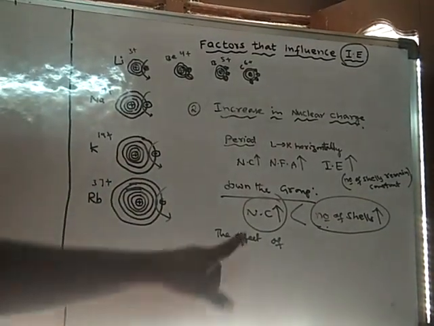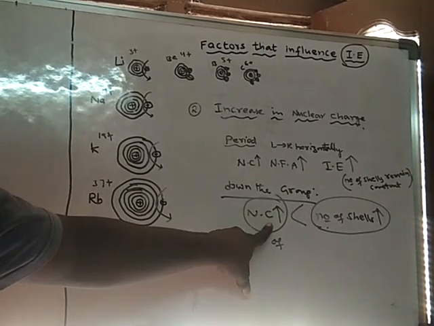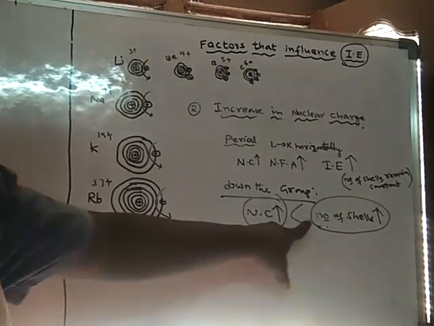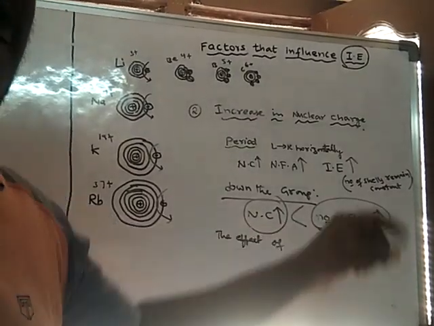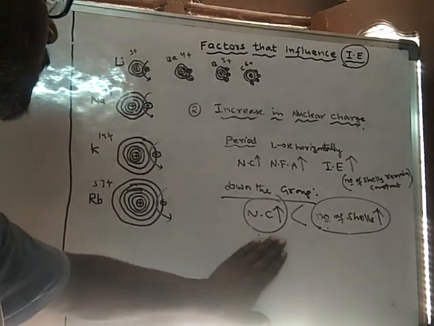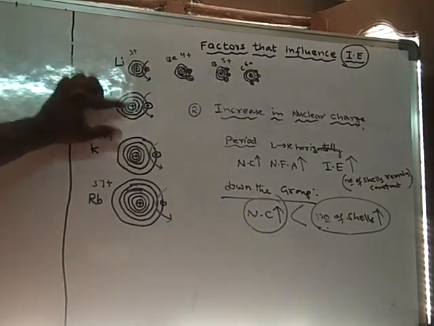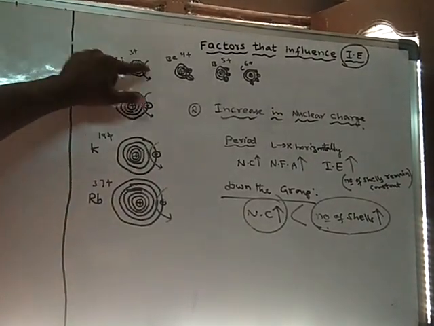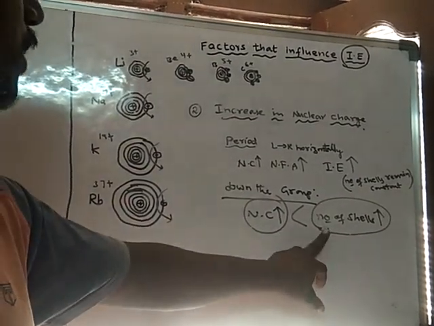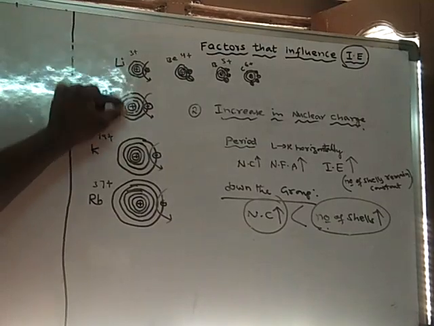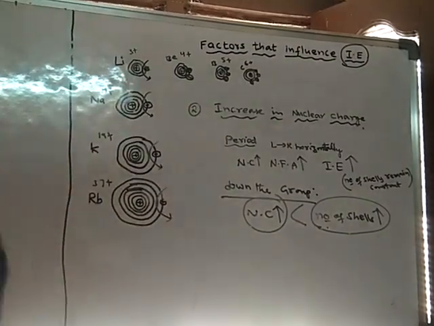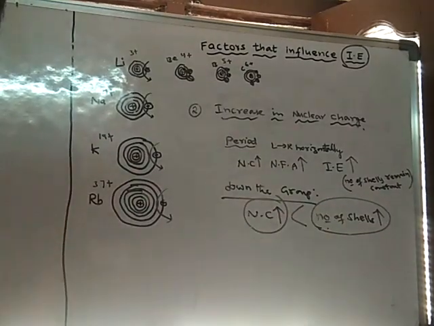Look here, whenever nuclear charge increases, what happens? The force of attraction should increase, and whenever the number of shells is increased, the force of attraction should decrease. So both things should happen. Due to increase in nuclear charge, the force of attraction of the nucleus on the last shell will increase, and due to increase in number of shells, the force of attraction of the nucleus on the last shell should decrease.